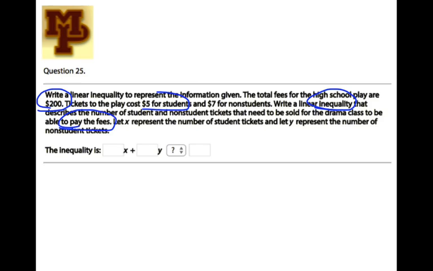So it costs $5 for students, so that's 5 times however many student tickets, plus $7 times however many non-student tickets, has to be greater than, or it could be equal to, the $200. So it's okay that we make exactly the amount to pay off the fees, right? But it also could be good to make more than that. It's just not okay to have less than that. So, good.